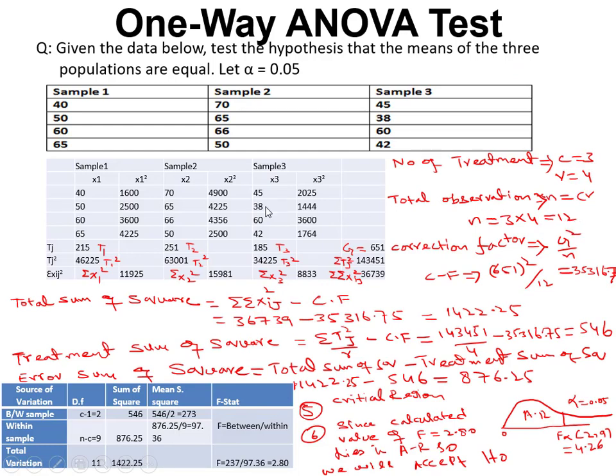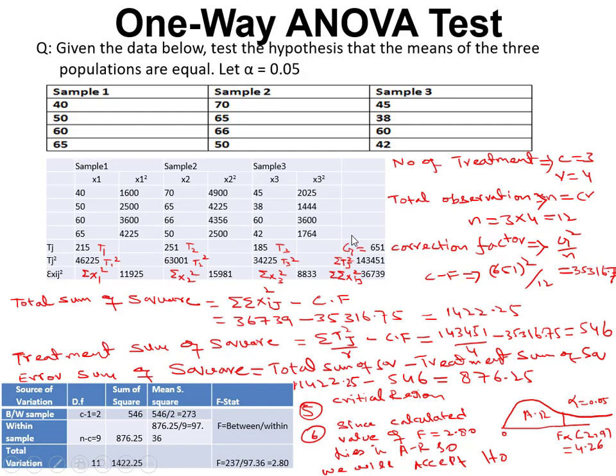Okay. Now we need to sum the columns. 40 plus 50 plus 60 plus 65, so 215. We want to sum these three columns. Don't forget about this S1 square. We will call the sum of this one T1. So Tj, T represents the sum of a column. The first column sum is 215, the second column sum is 251, and the third column sum is 185.